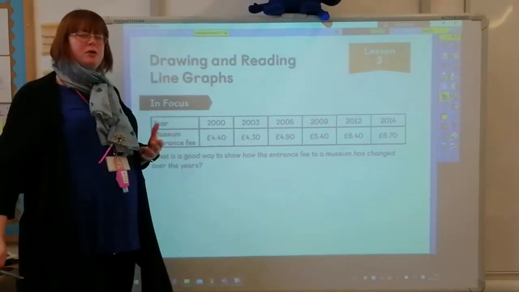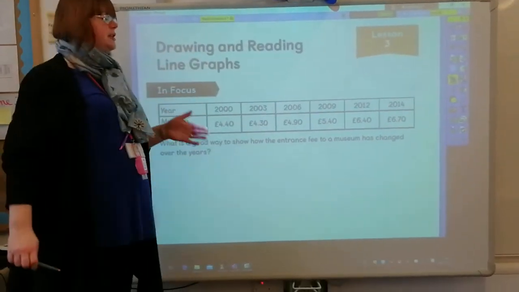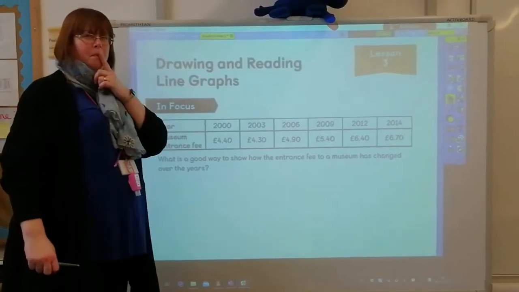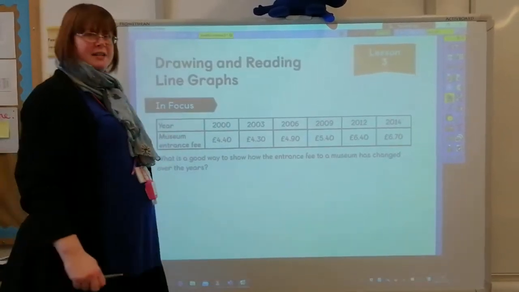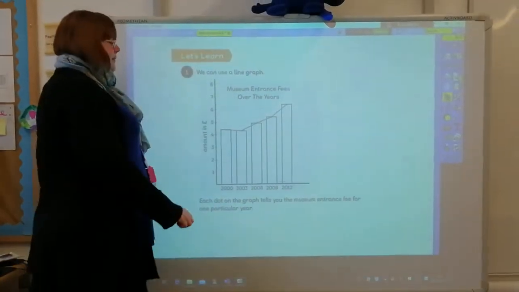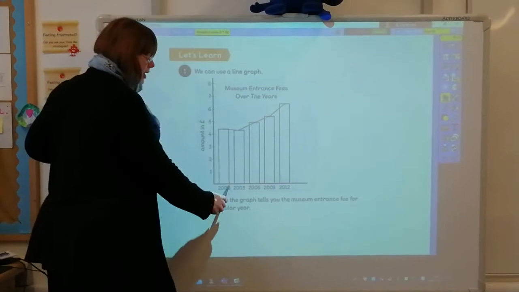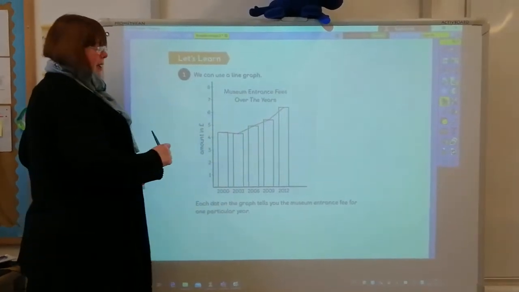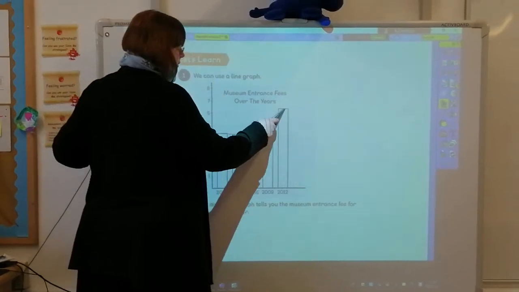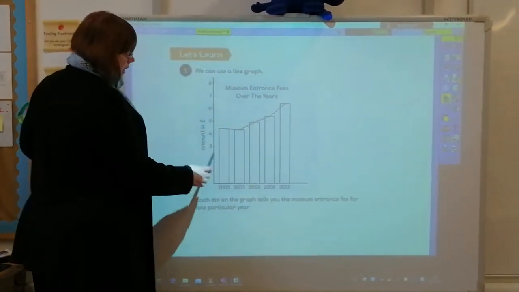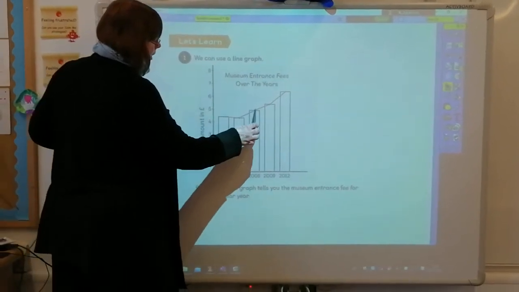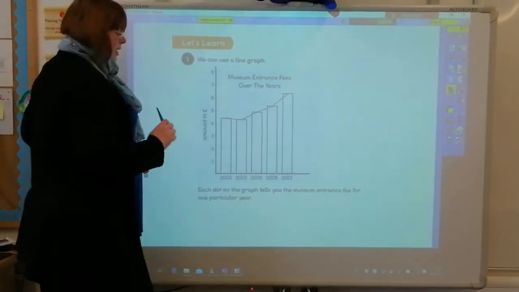So why don't you just pause the video and think, could we show this in a bar chart? Or is there a different way we could show this? Let's have a see. So you can see, I've drawn my bar chart, but only just to help me, because we're going to draw a line graph, and this is what this line is here. Okay, this is a point taken from the middle of every bar, and then joined together with a line.